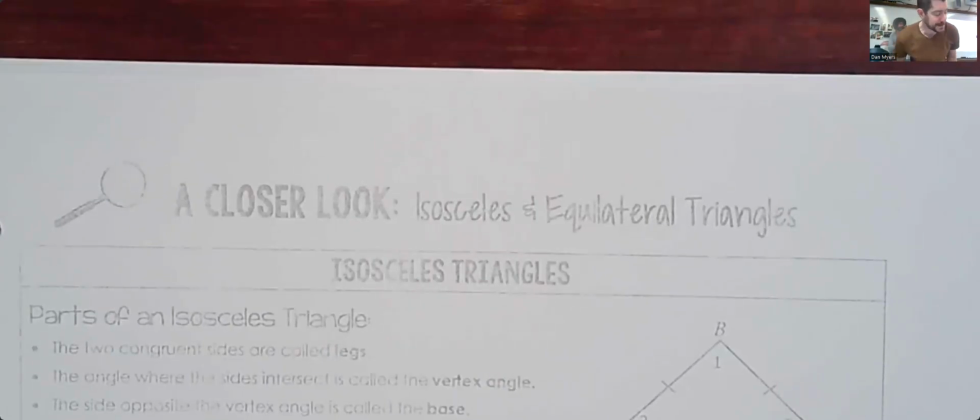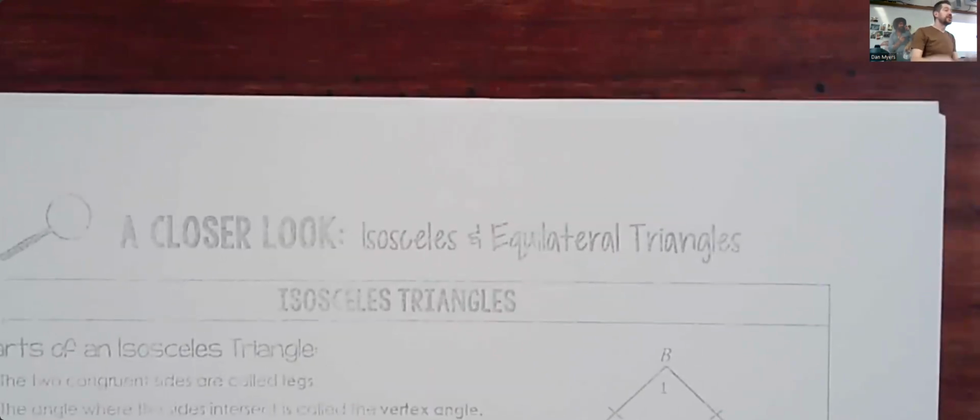All right. So today our lesson is about isosceles and equilateral triangles. We're getting really specific with the types of triangles we're looking at today.